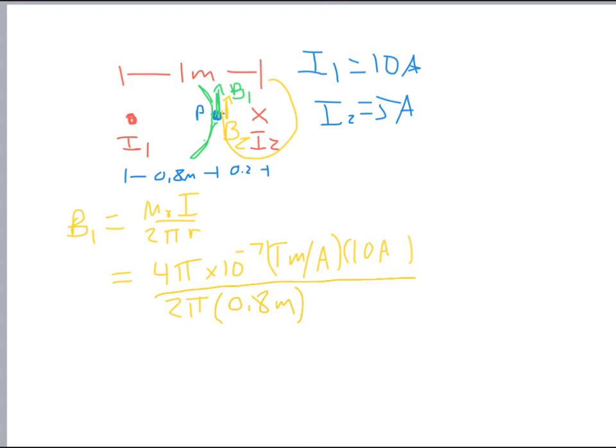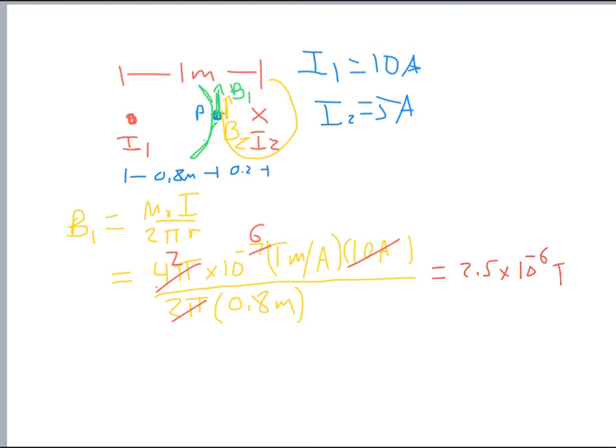Now, we can do some cancellations here pretty easily. We can see that the 4 pi here is going to cancel with the 2 pi and leave us with just 2 up top. And here we have 10 to the minus 7 times 10, so that's going to make that 10 to the minus 6. And so we have 2 divided by 0.8 times 10 to the minus 6. And that gives us 2.5 times 10 to the minus 6 Tesla.